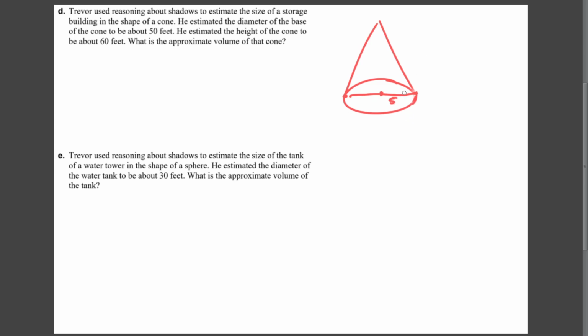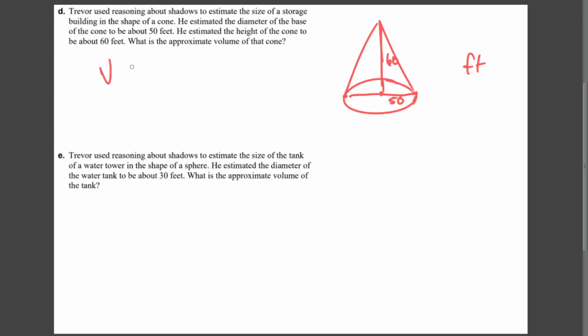Cool? I'm going to actually just put 50 and then write feet over on the side so I can remember. I don't have to write feet every time. He estimated the height of the cone. So from here down, the height of the cone is going to be 60 feet. So we have 50 down here and 60 here. What is the approximate volume of the cone?